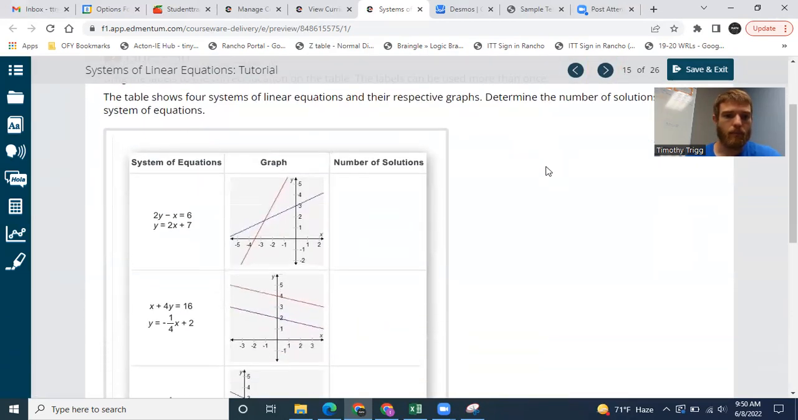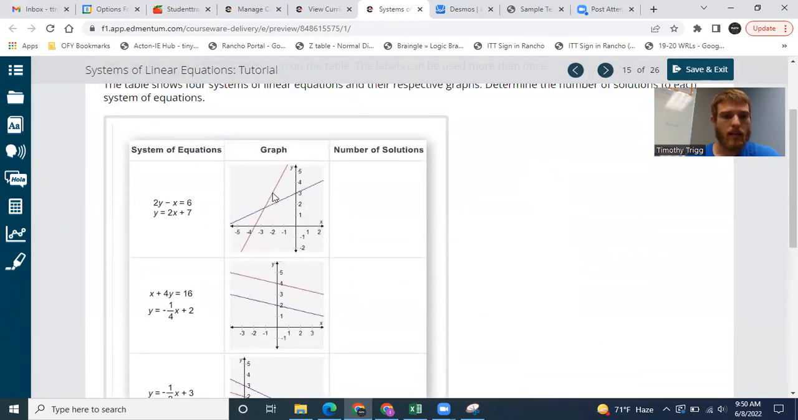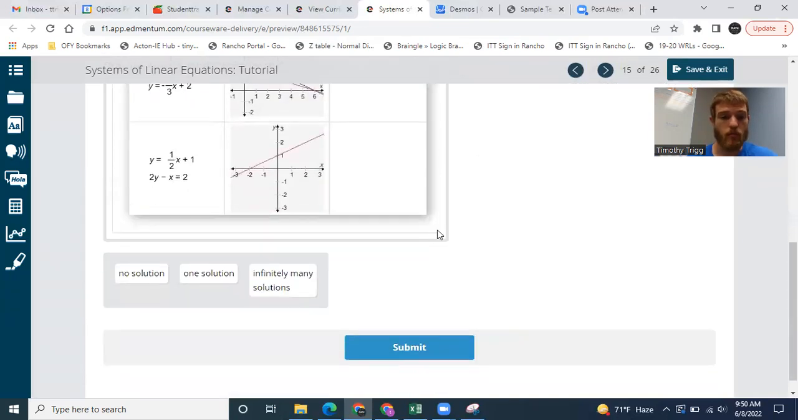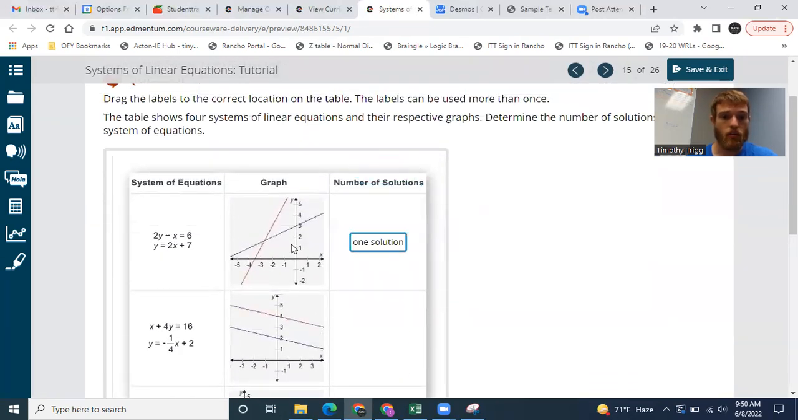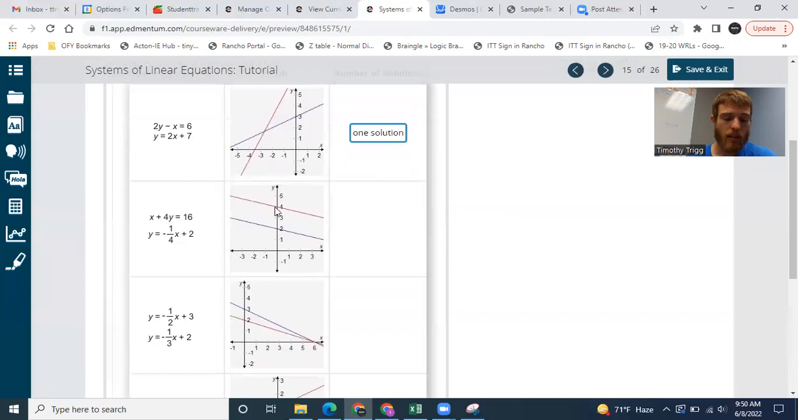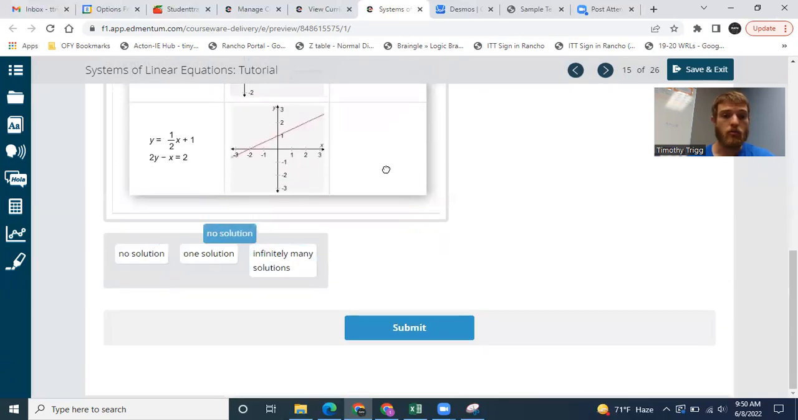All right. So here it just talks about the number of solutions. In this, we could look from this graph. How many times do these two lines cross? Well, they cross just once. So here we'll put one solution for this first system. The second system, here they're parallel lines. So how many times will they cross? Well, they don't cross at all. So no solution for them.